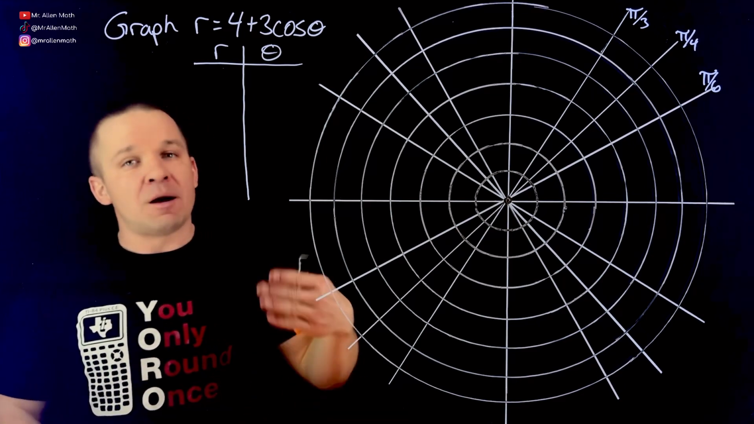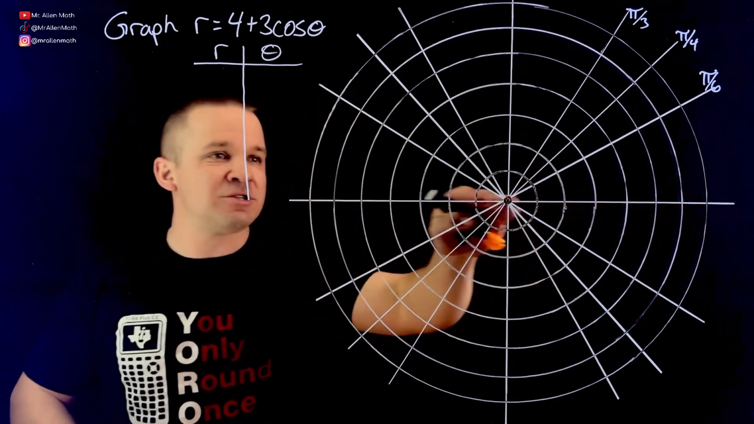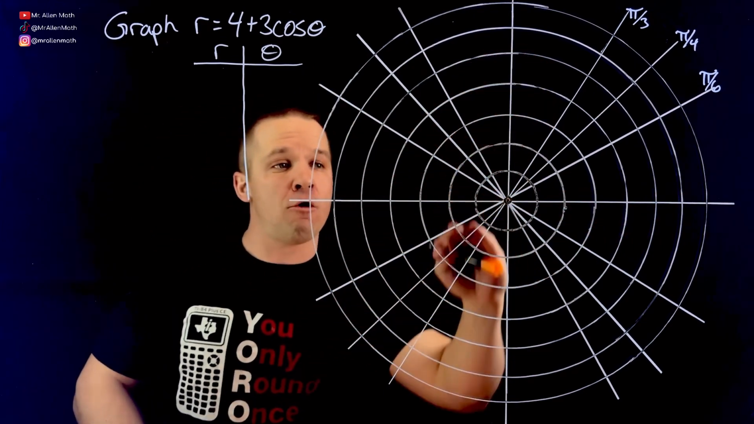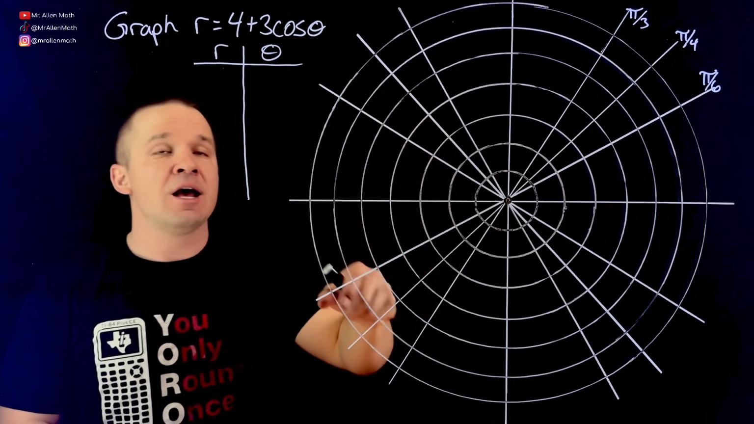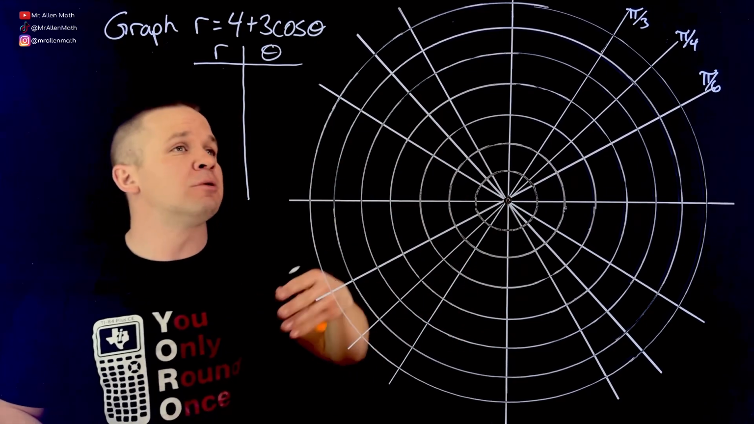Anywho, a couple other things that we can figure out just from the equation. It's cosine, which means we're going to be opening in this direction or that direction, or it's going to be symmetric over my x-axis, okay? And then also, does it have a loop or does it not have a loop? It's the other question to ask with a Limacon.